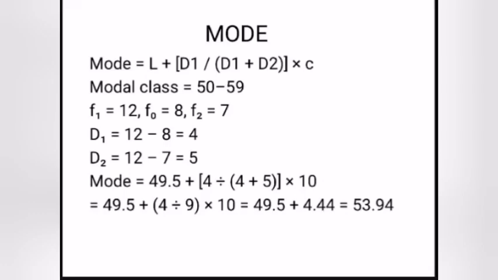You have to follow this procedure. You first work the inner bracket first, that's the under. Then you divide it before you multiply it by 10, before you add it to your lower class boundary. So your mode here is 53.94.